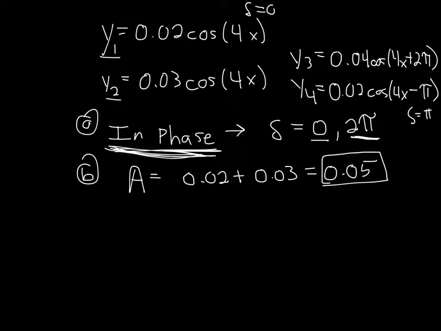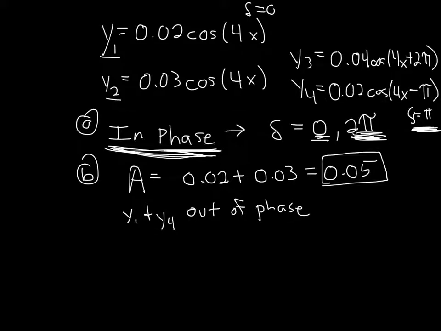And since these deltas aren't different by either 0 or 2 pi, that means that they're going to be out of phase. And it turns out that if they're different by an odd multiple of pi, then these are completely out of phase. So y1 and y4 would be out of phase. And they're exactly out of phase by 180 degrees.